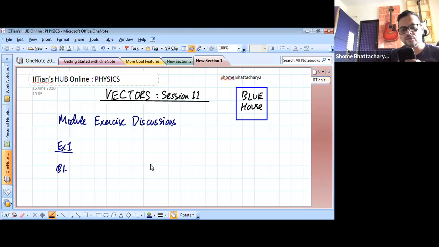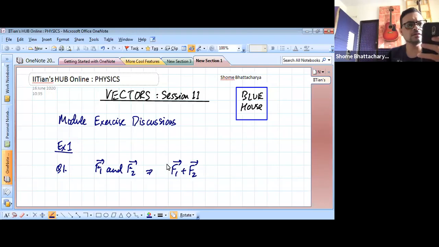It says that the sum of magnitudes of two forces acting at a point is 16 newtons. So let's say we have two forces F1 and F2. The sum of their magnitudes is equal to 16 newtons. That means this quantity plus this quantity is equal to 16, or in short, F1 magnitude plus F2 magnitude is 16 newtons.